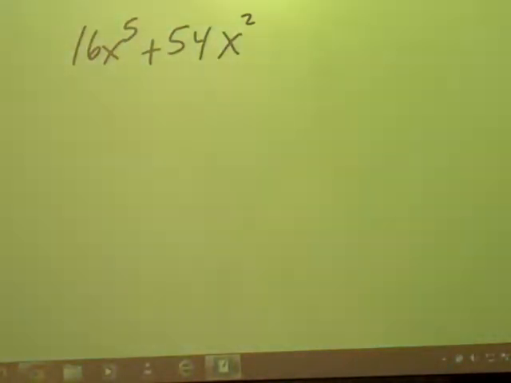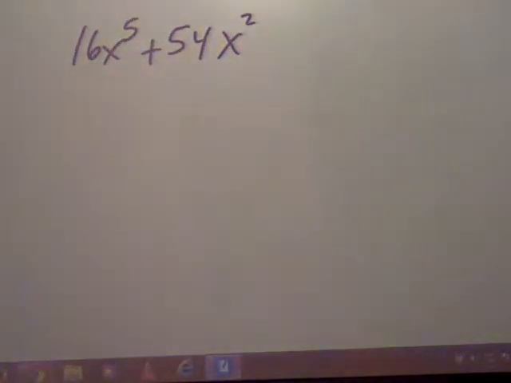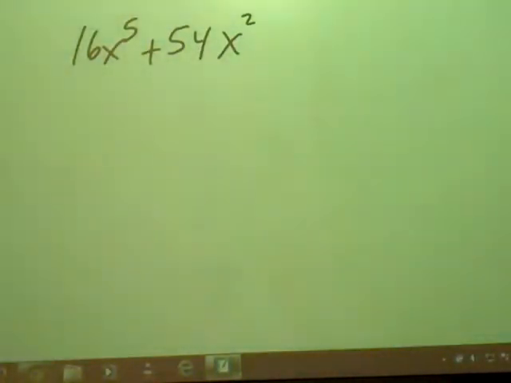I don't think 8 goes into 54. 2 goes into both of them. 4? No, 4 doesn't go into 54. I'm pretty sure it's 2. Okay, so 2x squared. We agree on that?